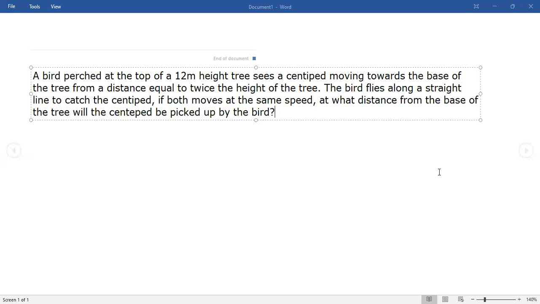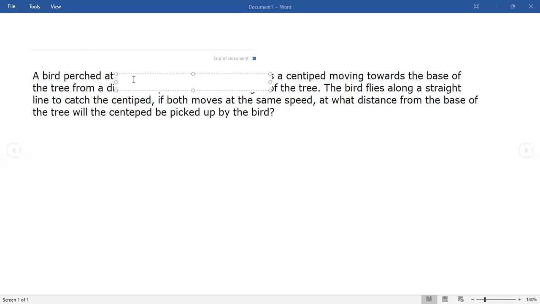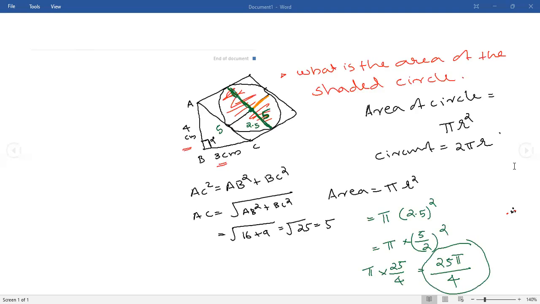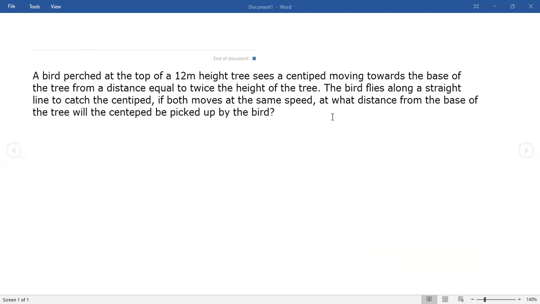So a bird perched at the top of a 12-meter high tree sees a centipede moving towards the base of the tree from a distance equal to twice the height of the tree. The bird flies along a straight line to catch the centipede. If both move at the same speed, at what distance from the base of the tree will the centipede be picked up by the bird?